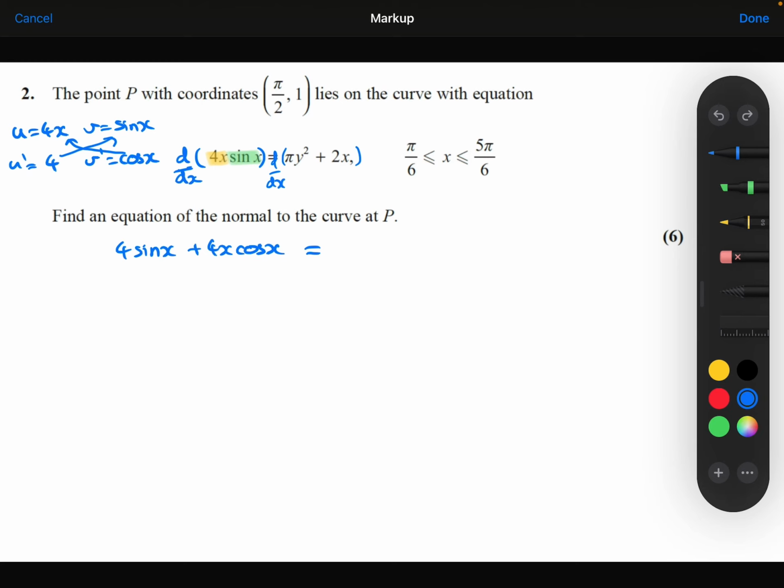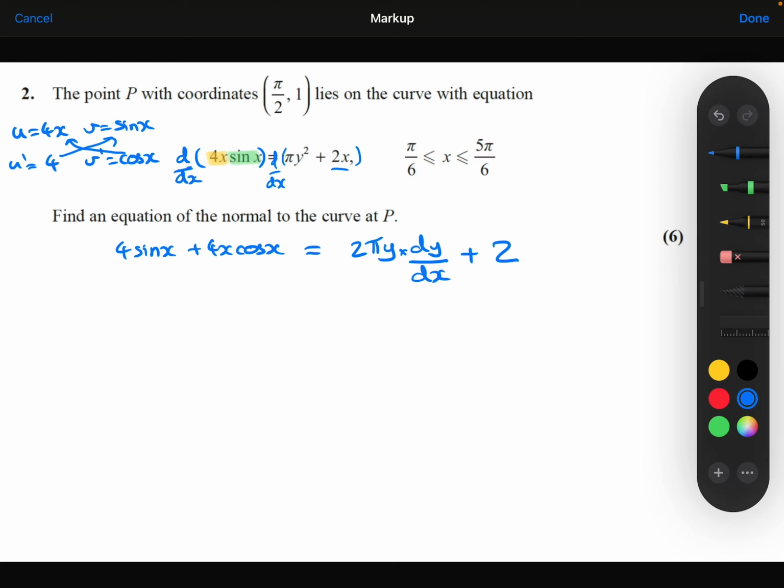So when I differentiate pi y squared with respect to y, I'd get 2 pi y. This is me differentiating this with respect to y. Now to make it so that it is with respect to x, I'm going to multiply this by dy by dx. Now differentiating the 2x, I get 2.